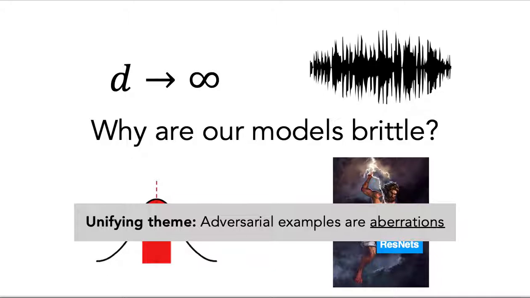And somehow what all these explanations have in common is that they really view adversarial examples as aberrations. Essentially, there is evidence that we did something wrong, or that our learning is not perfect. And this is why we have adversarial perturbations. So let's think about that.